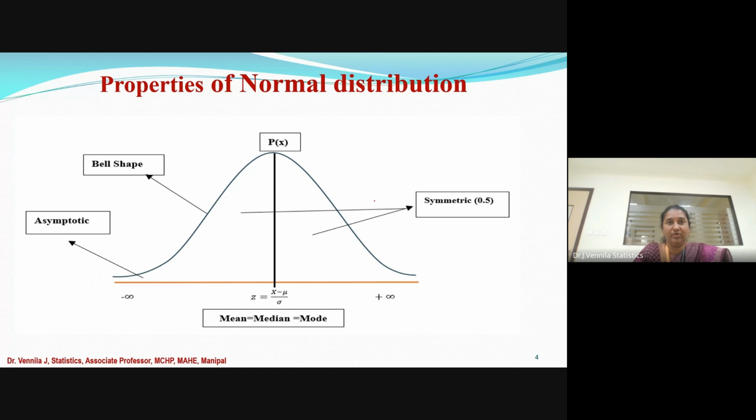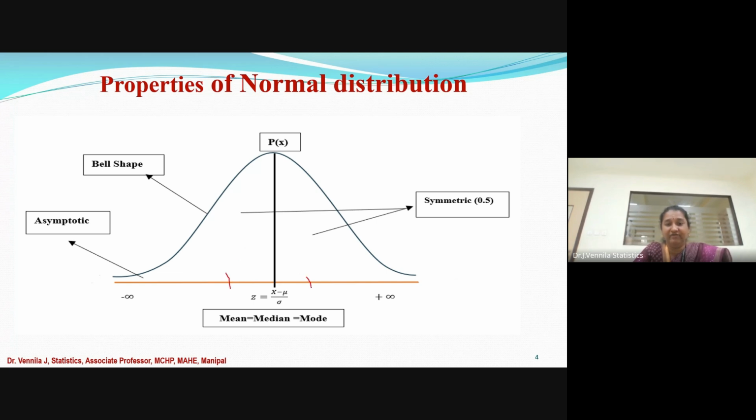For example, you are developing a program and giving it to your buyers. If they think many errors are there, they will definitely not buy your program. They will ask, how can we use this program with so many errors? So we want to reduce the errors. That is the reason we are using mean plus or minus 1 sigma.